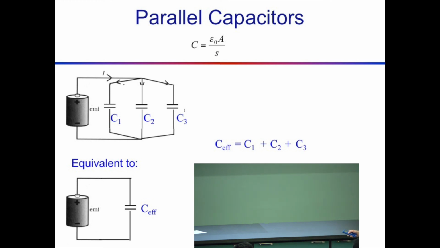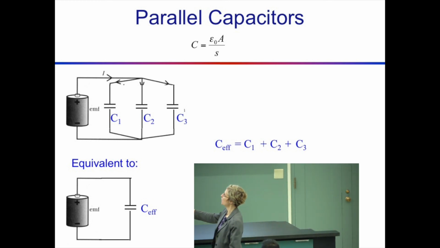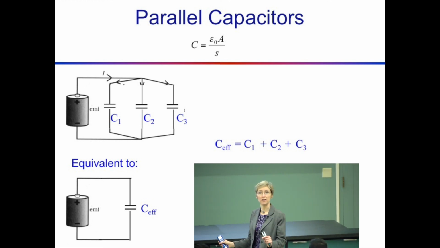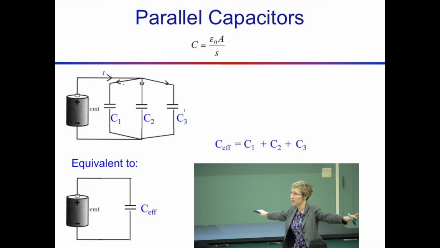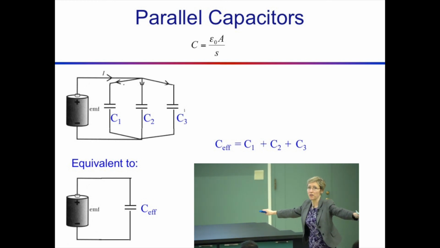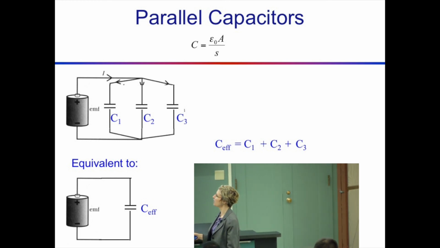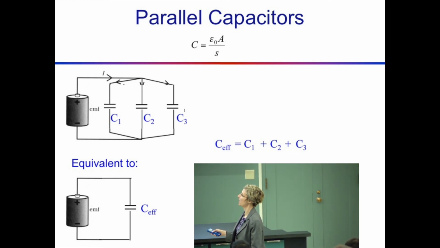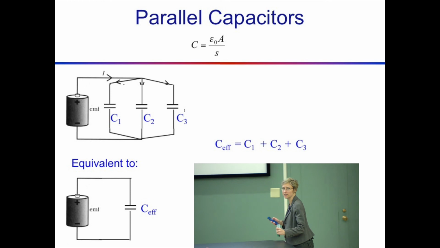So if I think about the fact that in this configuration, the areas add, okay, well, capacitance is directly proportional to area. Larger surface area of your capacitor means more place to store charge. Capacitance is about the capacity to hold charge, so this guy goes up. And so if I would add the areas together, in this case, I would add the capacitances together. So parallel capacitors add. Do you have any questions about that one?